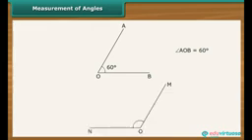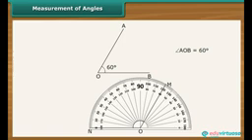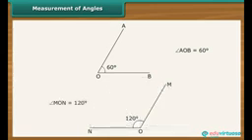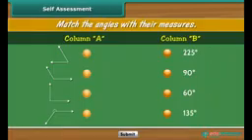Measure angle MON with the help of the protractor. Place the protractor on ray OM. Ensure that the horizontal line at the bottom of the protractor coincides with ON and its midpoint rests on the vertex O. Check the outer marking that coincides with ray OM. It is 120. Therefore, the measure of angle MON is 120 degrees. Self-assessment. Match the angles with their measures.